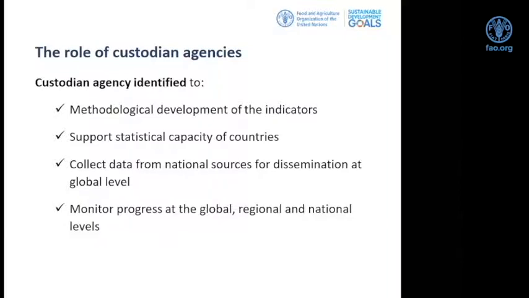On top of this, for each SDG indicator, a custodian UN agency was identified and was assigned the following responsibilities. First one, to lead methodological development and documentation of the indicators. Second one, to support statistical capacity of the countries to generate and disseminate national data. Third one, to collect data from national sources, ensure its comparability and consistency, and disseminate it at a global level. And lastly, to contribute to monitoring the progress at the global, regional, and national levels, for example, storylines and data for annual SDG reports or agency flagship publications.